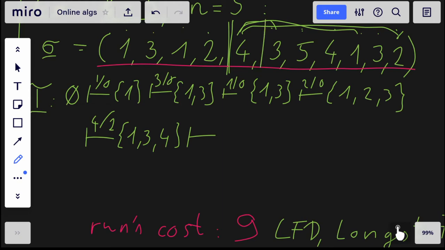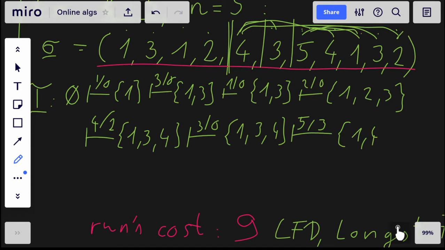Now do this again. You don't have to discard here because 3 is requested, so it's just 1, 3, 4 again. And then 5 is requested. The cache content is 1, 3, and 4, and 4 is requested at this point, 1 at this point, and 3 at that point. So 3 is requested the latest among these, so we will discard 3 when we are processing 5. So it will be 1, 4, and 5.